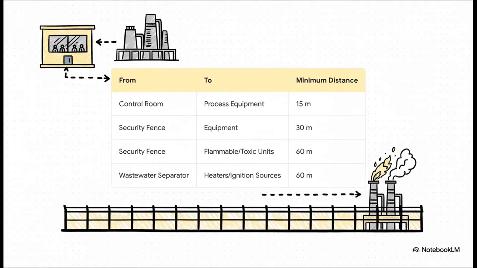Then you have the hard and fast distance rules. This table shows just a few. The control room, where people are actually working, has to be at least 15 meters from the process equipment. But a security fence next to a highly flammable unit, that needs a 60-meter buffer zone. That space is there to protect the outside world from whatever might happen inside.